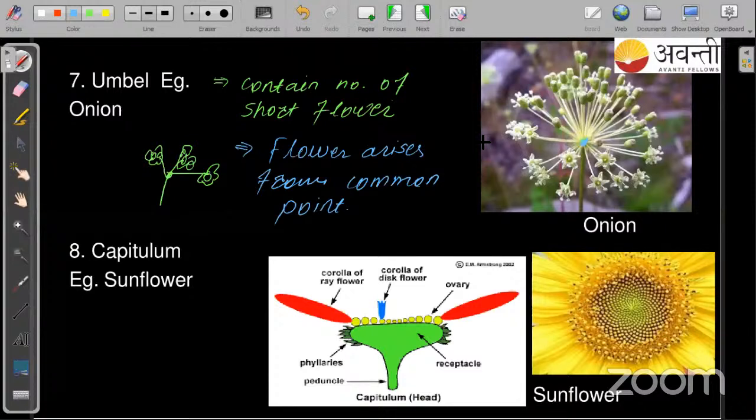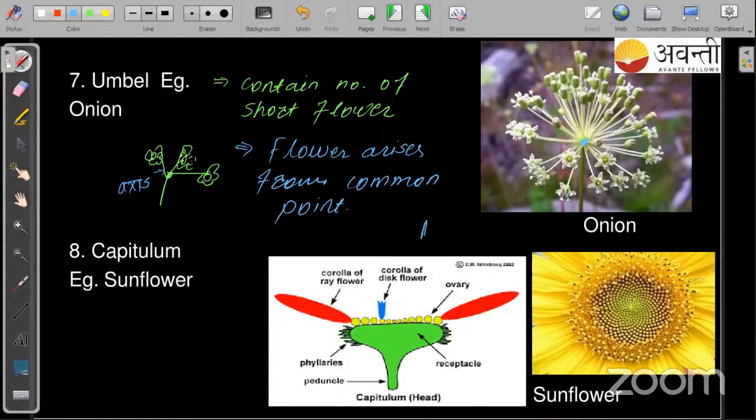Actually, what is meant by axis? I am already talking about it. Axis in the sense, this is the flower. In case of a flower, this part is the axis, where flowers are attached around it. That is known as the axis, or we can simply say stalk.